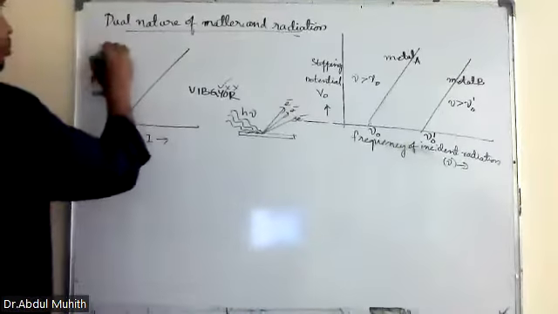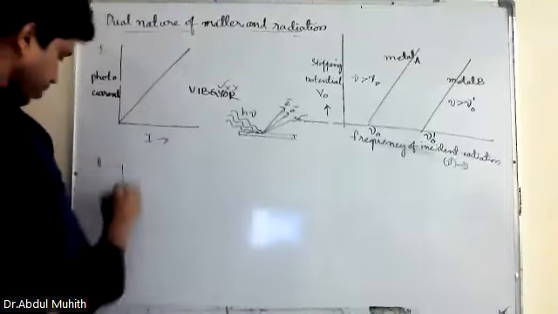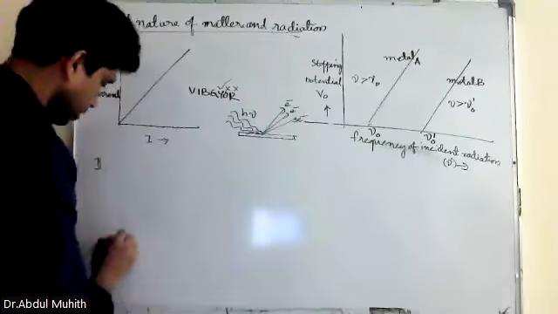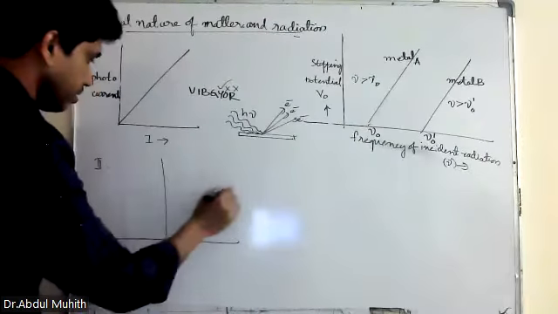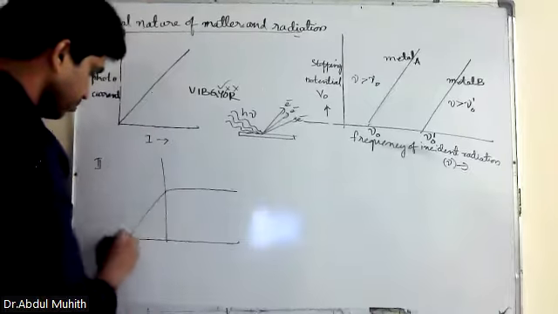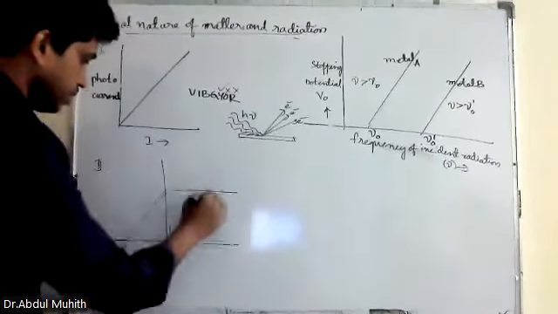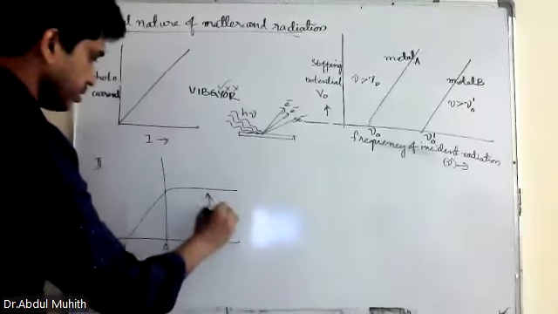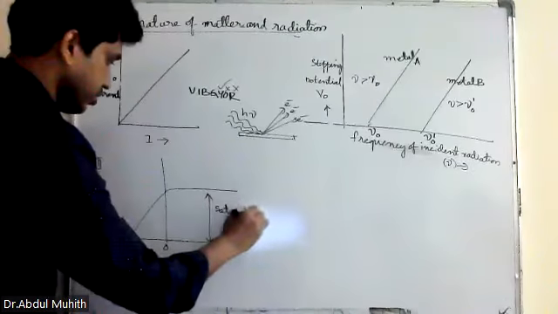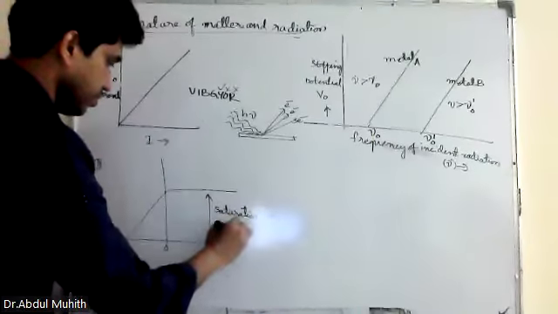The second graph is about this. V0 is the stopping potential. And this is 0, and this is the saturation current.